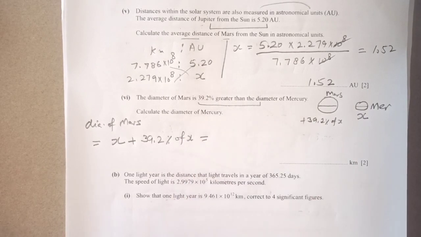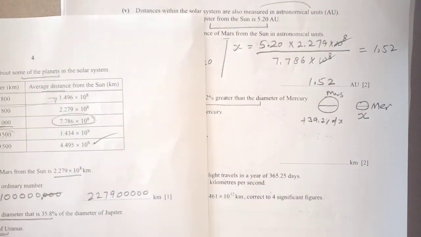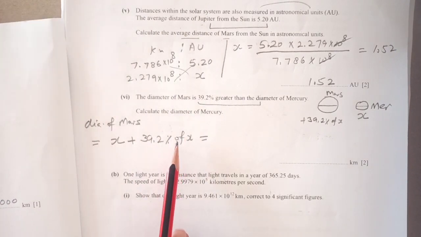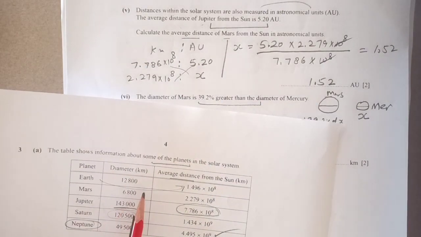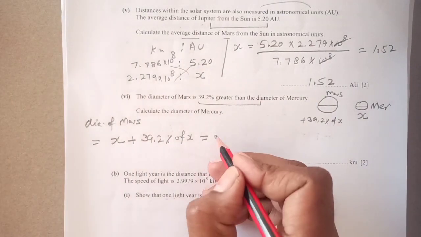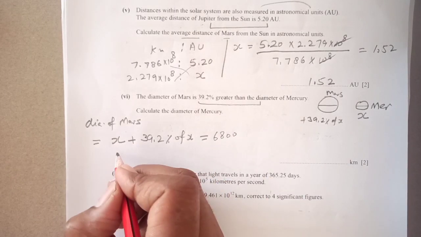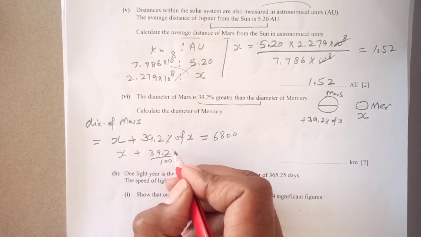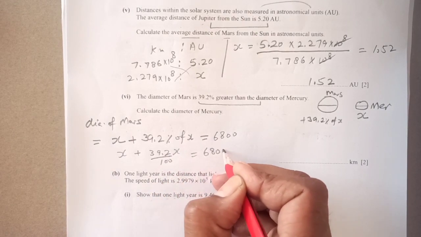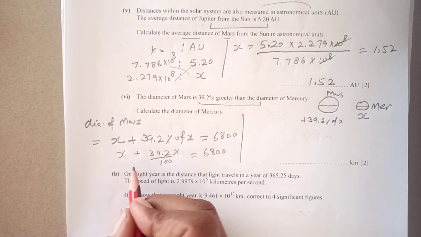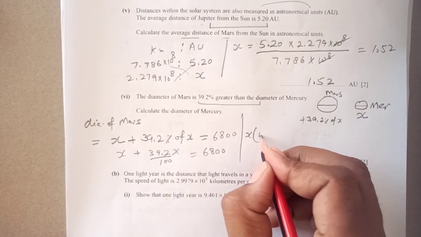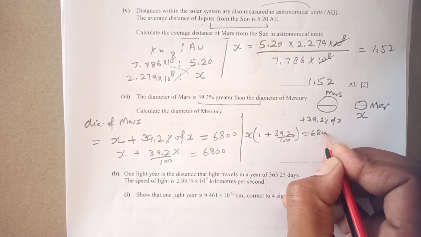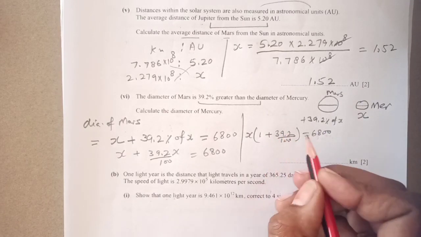But we are given the diameter of Mars. The diameter of Mars is here, 6,800. So this is 6,800. So now just calculate this. 39.2 over 100 times x equals 6800, right? So x is common, so we have x times (1 plus 39.2 over 100) equals 6800. Okay, so then you just calculate this.